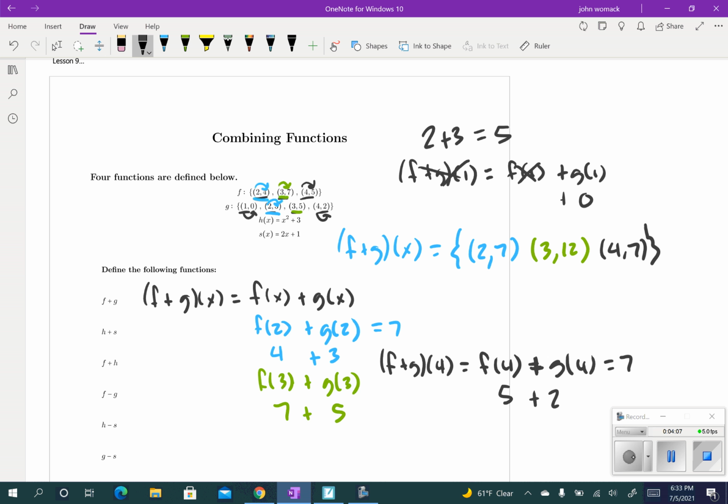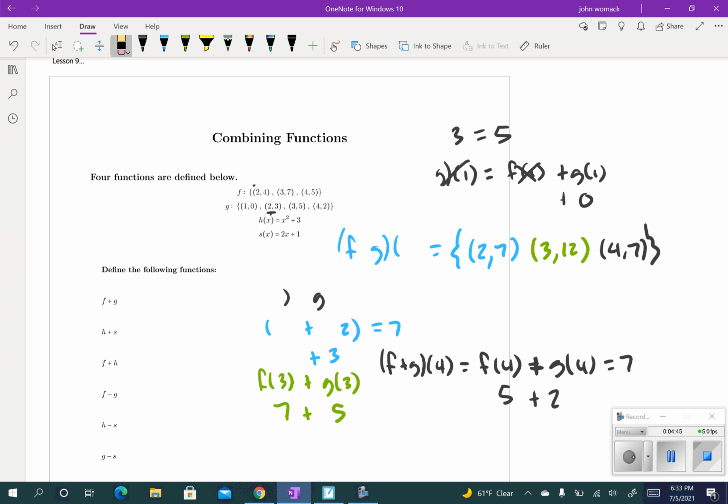So when you add two functions together, really all you're doing is taking what the first function is plus what the second function is. But you can only do that when they have the same domain. When they both had 2 in the domain, they both had 3 in the domain, they both had 4 in the domain. So it's defined for those 3 values, but not for the others. So that's a really important concept. When you add, subtract, multiply, divide these functions, you can only evaluate them for numbers that are in both domains. Okay, let me erase that. Let's go to the next one.